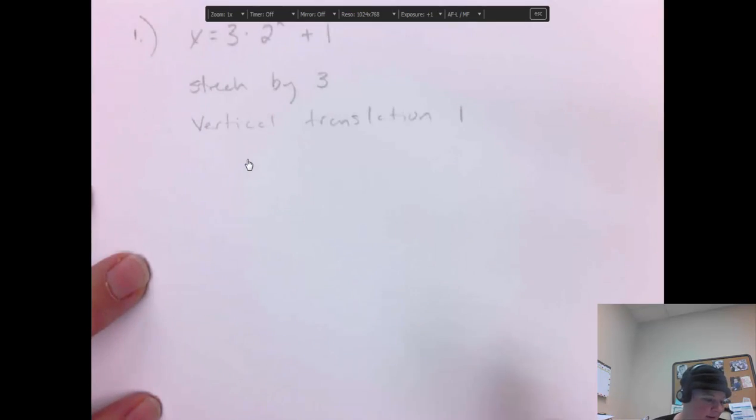Okay, so that's kind of the listing of them. So we stretched by 3 and we translated it up 1. Oops, I wrote vertical. Okay, it's like, I don't have the word up in there. So that's kind of how you look at those.